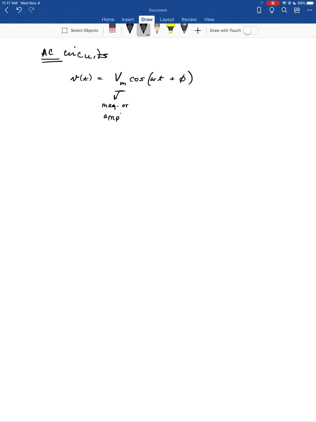So Vm is referred to as the magnitude or amplitude. If you're from physics, you'd probably call this the amplitude. If you're from EE, this is the magnitude. This is omega. It is the frequency in radians per second. This is phi. It is the phase.